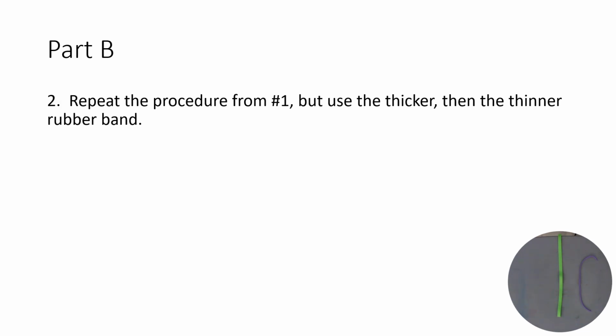Okay, thicker and then the thinner. Did you notice the difference between the thick and the thin? Which one vibrated more frequently? The thinner one. And it's the same thing as with the ruler. You get more mass, it's harder to get it wiggling back and forth. It wiggles back and forth a little bit slower, so it has a lower frequency, so a lower pitch.